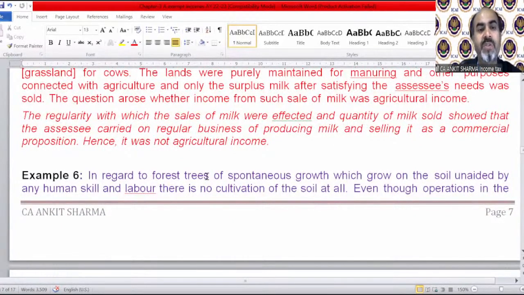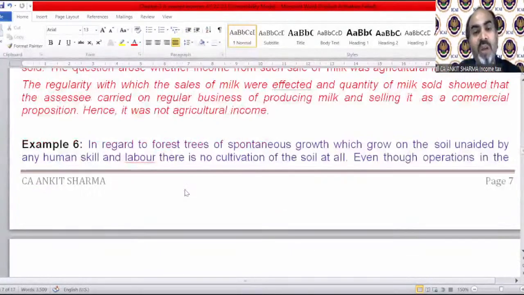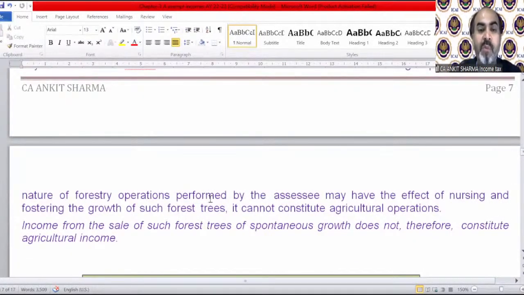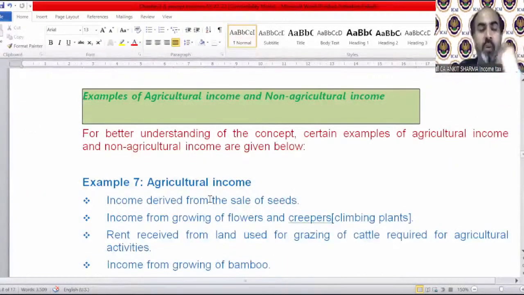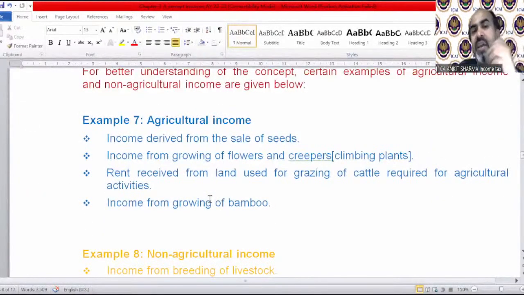In regard to forestry of a spontaneous growth, those grow automatically on the soil unaided by any human skill and labor. There is no cultivation of the soil at all. Even if the operations in the nature of forestry operation performed may have the effect of nursing and fostering the growth of such forestry, it cannot constitute agricultural operation. So if you do not cultivate, do not involve in the agricultural operation directly, and you sell any agricultural produce without involving in that cultivation, in that case, that income is going to be taxable as your non-agricultural income.